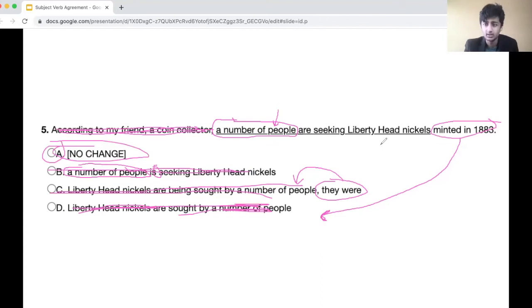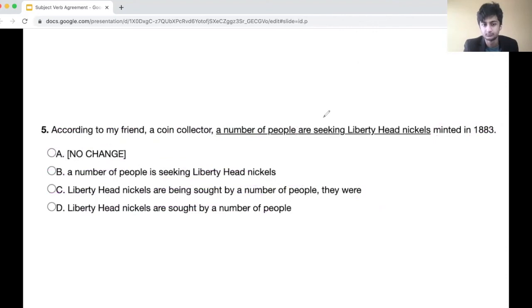There's an alternative way to attack this problem. A number of, this phrase right here, can also be regarded as unnecessary. So you could take this out, making people the primary subject. If you keep the whole subject a number of people, however, that's still fine. Just remember that a number of people makes the entire phrase plural, needing a plural verb. All right, so let's move on to the next one.